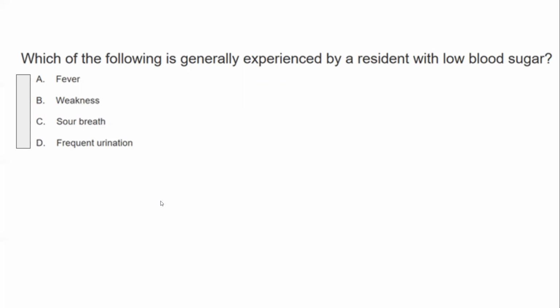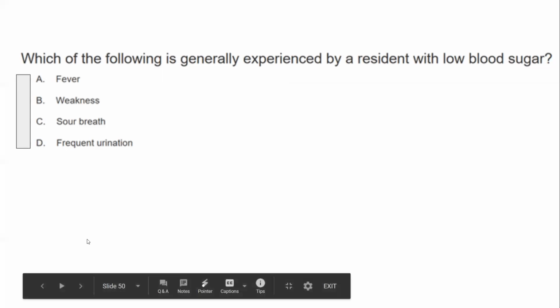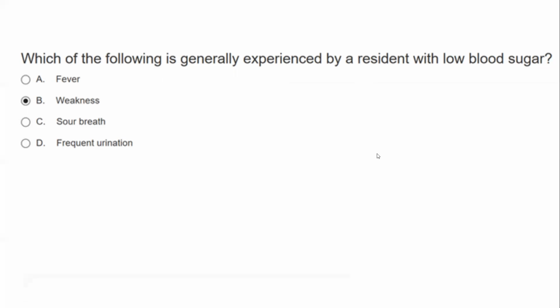Which of the following is generally experienced by a resident with low blood sugar? A, fever, B, weakness, C, sour breath, or D, frequent urination? The correct answer is B, weakness.